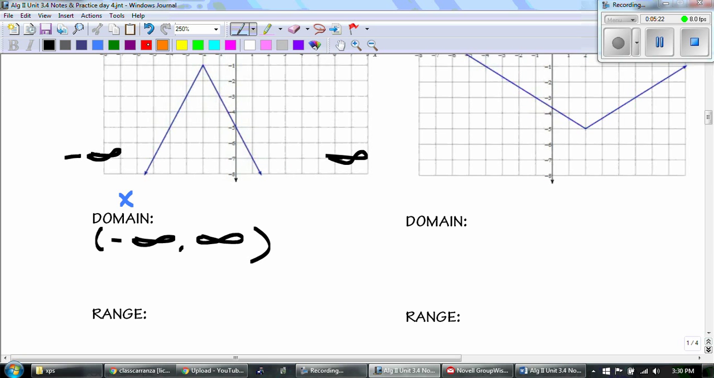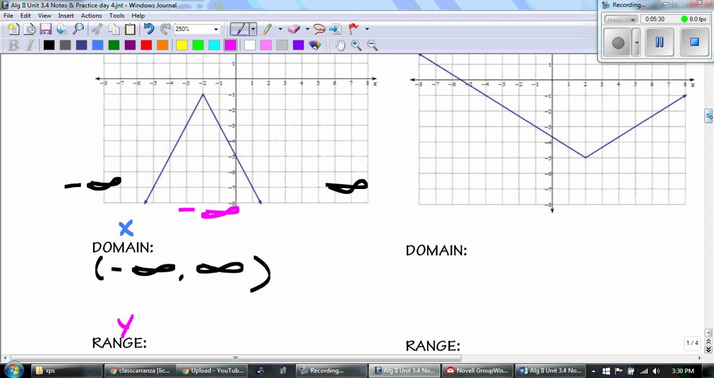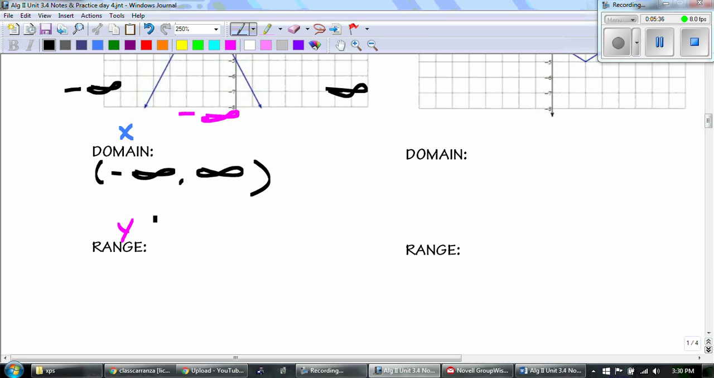All right, and our range, our y, we're starting at negative infinity down here. And then where does it stop? Yeah, at -1. So negative infinity and stops at -1.